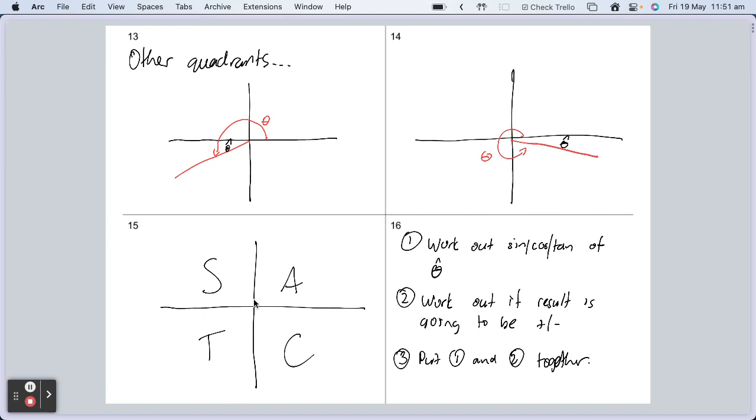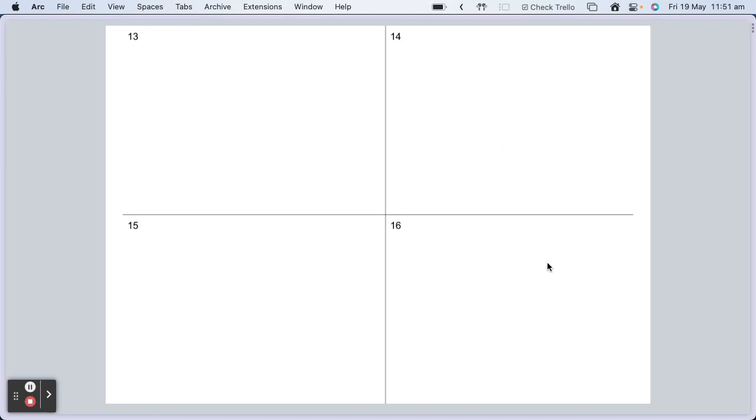Okay, and there's the usual cast diagram here. You can see I've got number 1, work out the sine, cos and tan of theta hat, and number 2, work out if the result is going to be plus or minus. There effectively are 2 steps. We covered them last year. This is just a reminder of that. Okay, so what I want to do now is go through a couple of really simple examples that get you into doing some practice work. Again, I don't think this is much different from last year, so it's just a bit of a refresher.